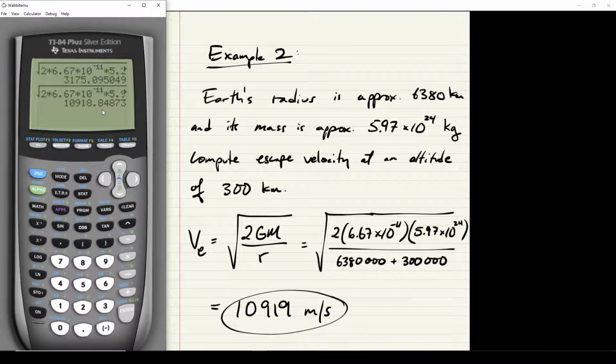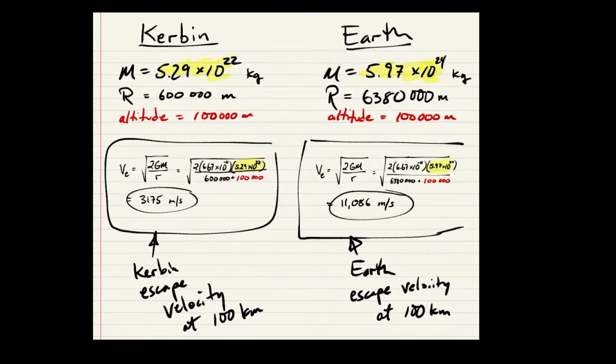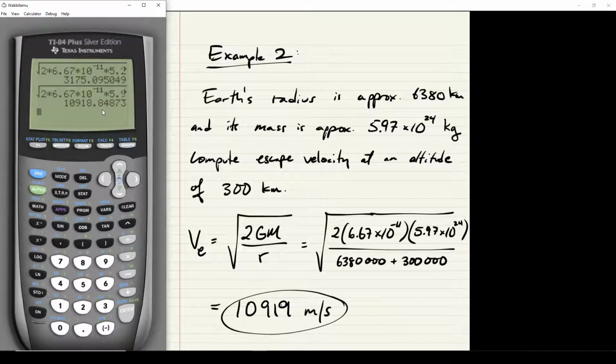Now that I've calculated escape velocity at an altitude of 300 kilometers above the Earth, I'll make the point that escape velocity is different not only for different planets, but at different altitudes above a planet, or moon, or other primary mass. For example, escape velocity at 100 kilometers above Kerbin was about 3,175 meters per second, whereas at a 100 kilometer altitude above Earth, escape velocity is about 11,000 meters per second. And you can see also here in this example at 300 kilometers above Earth that escape velocity is a little lower at the higher altitude.